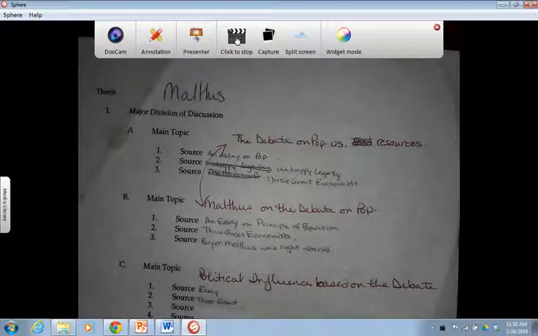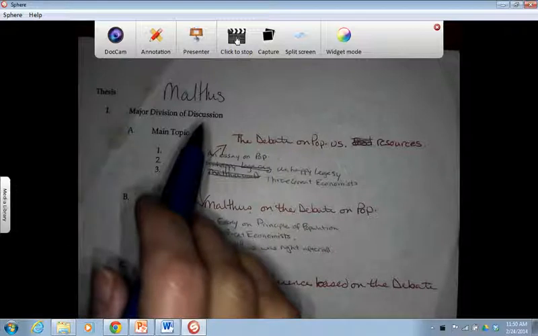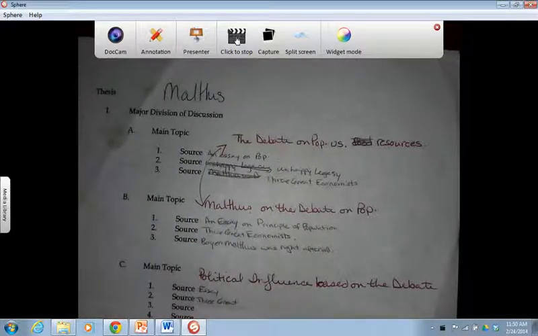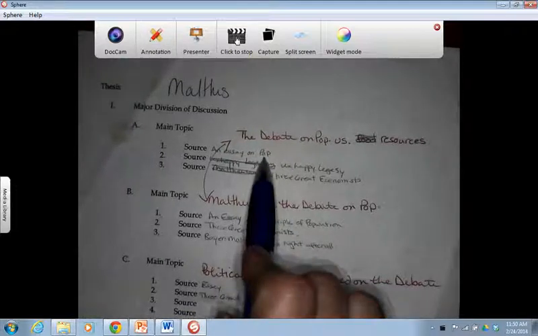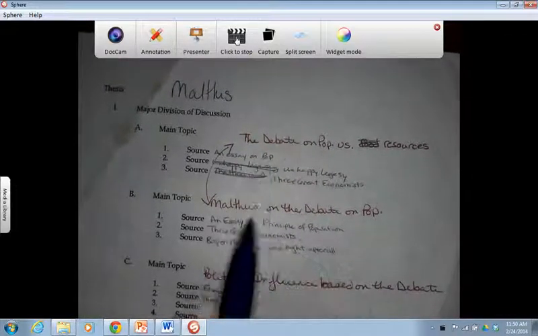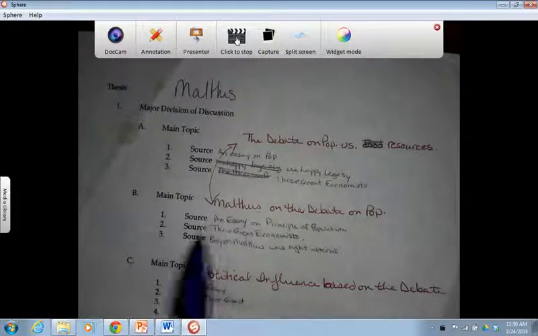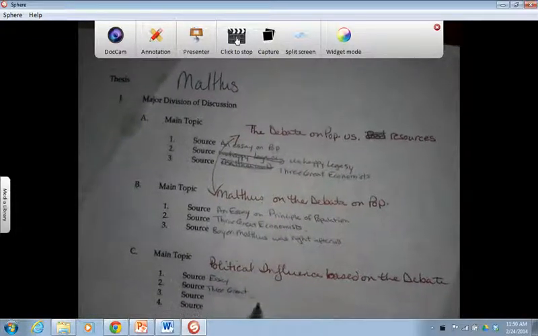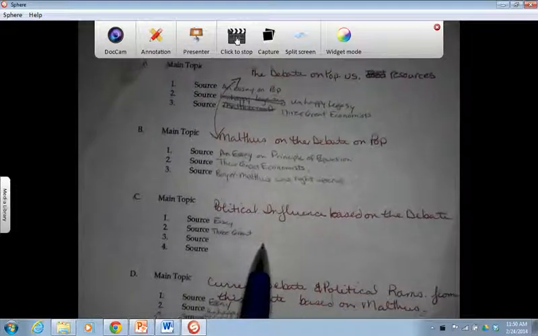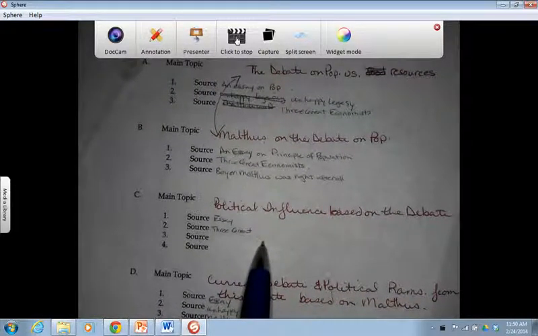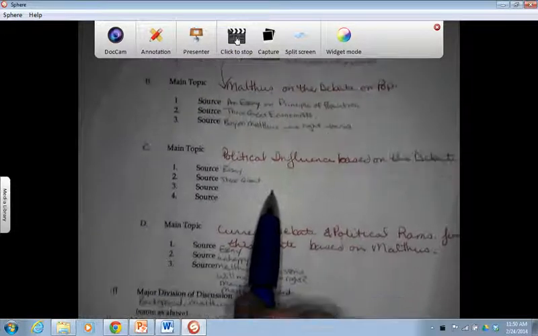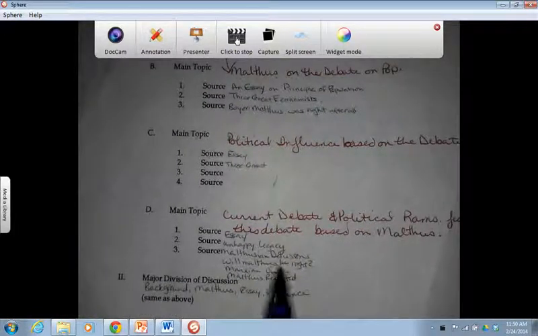So my big topic is Malthus, Thomas Malthus. My eight major areas of division that I was talking about is the debate on population versus resources. Then Malthus on the debate and how he influenced it and what he did for it. The political influence that he had based on the debate and the things that happened because of him and because of the ideas he had out. And then his current influence on debate and its ideas.